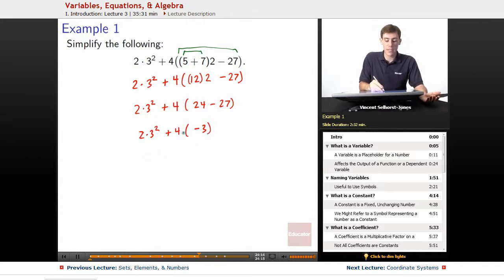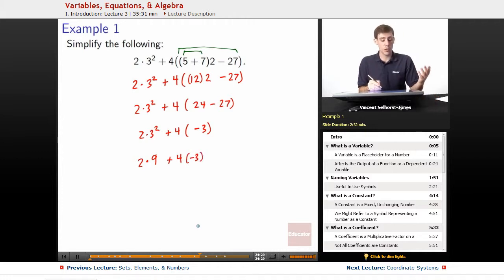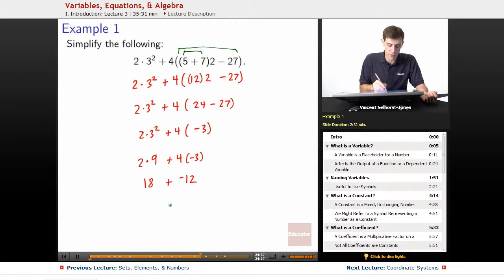Now we've got 4 times negative 3, so now there's no longer anything to happen inside the parentheses. So what's next on the order of operations? Parentheses, then exponents and roots. So 2 times 3 squared, 3 squared is 9, plus 4 times quantity, negative 3. Next we've got multiplication, so multiplication, 18, plus 4 times negative 3, negative 12. Finally, we're down to addition and subtraction. 18 plus negative 12 becomes 6. Our answer is 6.